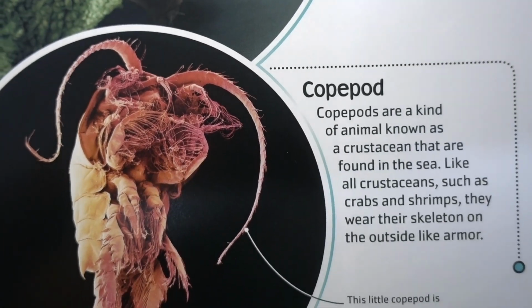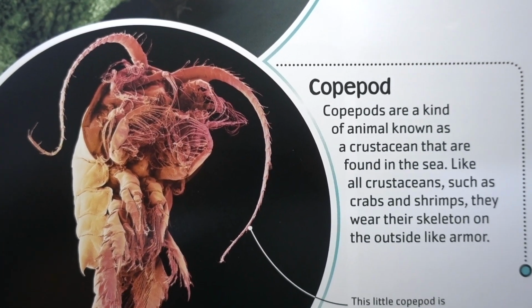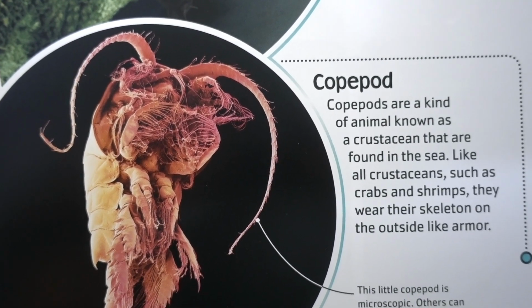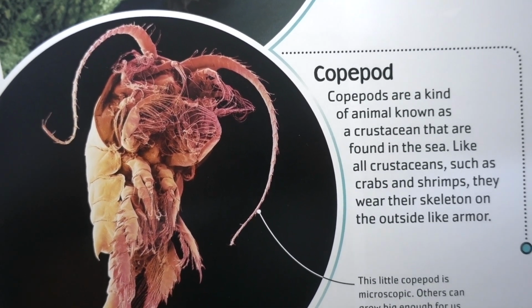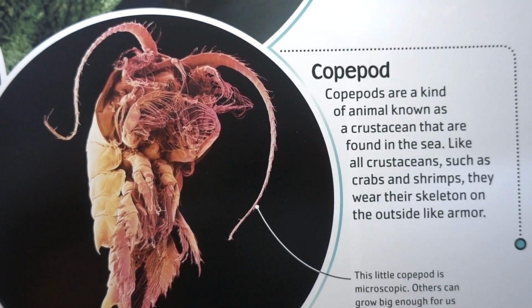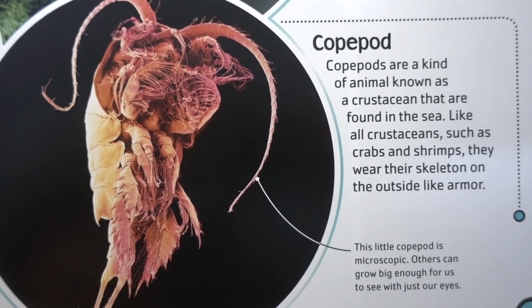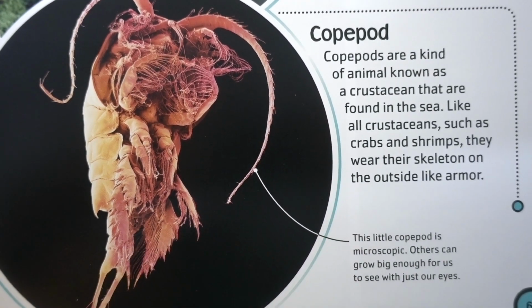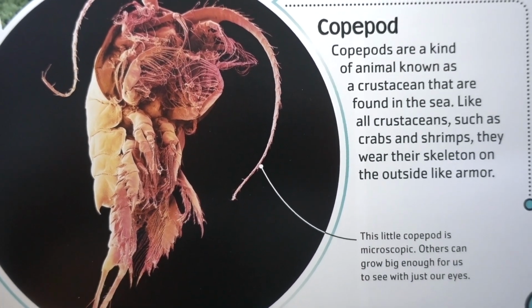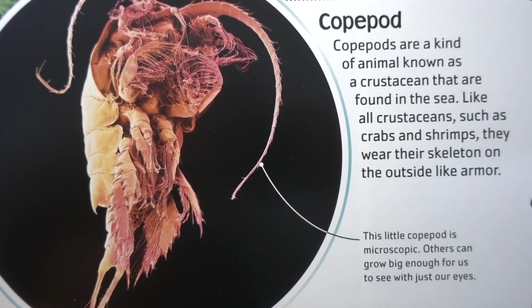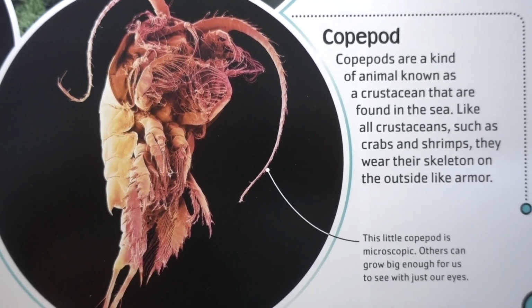Copepod. Copepods are a kind of animal known as a crustacean that are found in the sea. Like all crustaceans, such as crabs and shrimps, they wear the skeleton on the outside like armor. This little copepod is microscopic. Others can grow big enough for us to see with just our eyes.